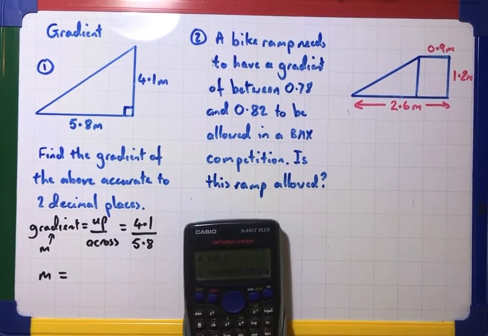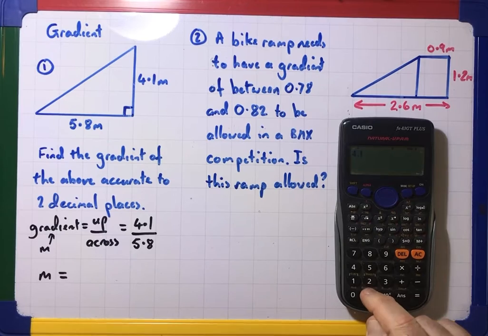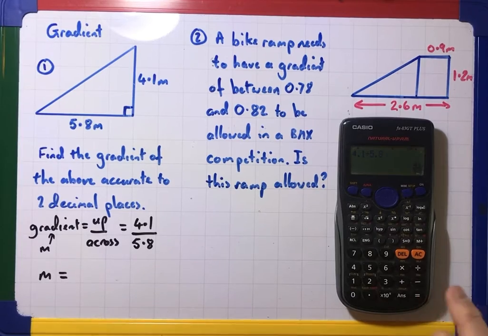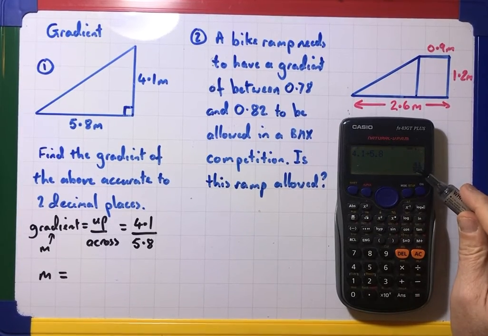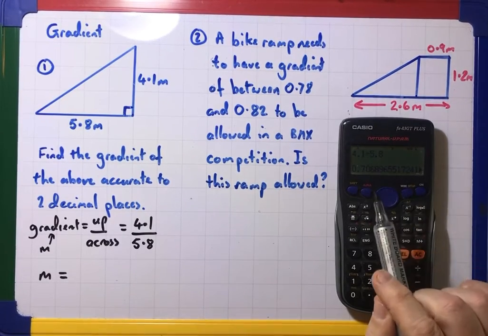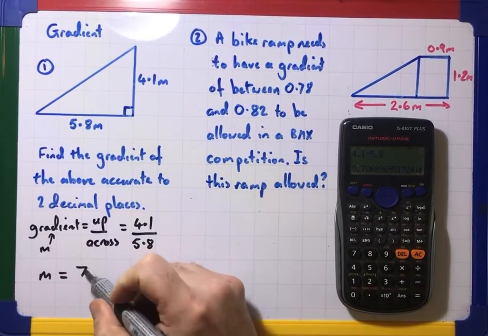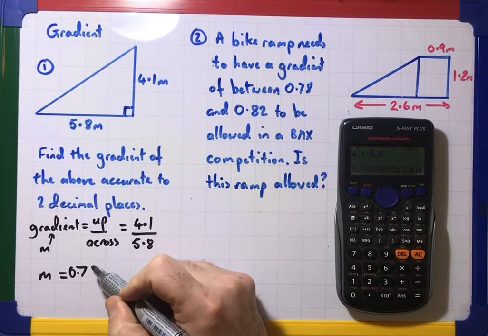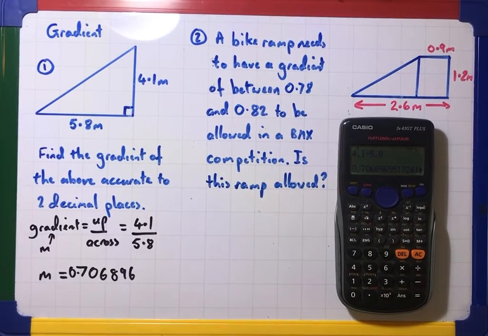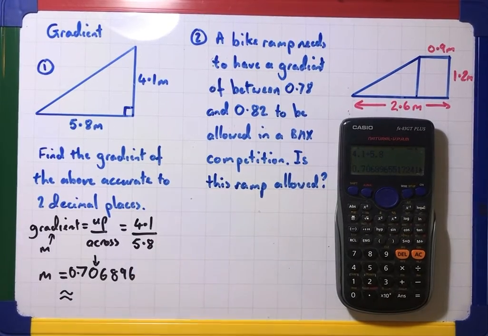So I'm going to do 4.1 divided by 5.8. If I work it out, it gives it to me as a fraction. I don't want that on my calculator, so I'm doing S to D, which turns it into a decimal. Now it's asked me to round this to 2 decimal places. What it's given me is 0.706896, and it goes on for some more figures, but I only want that to 2 decimal places.